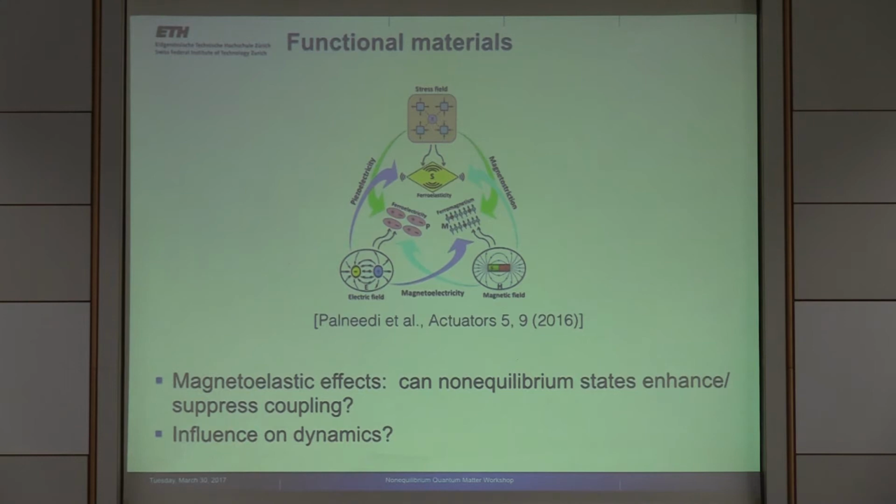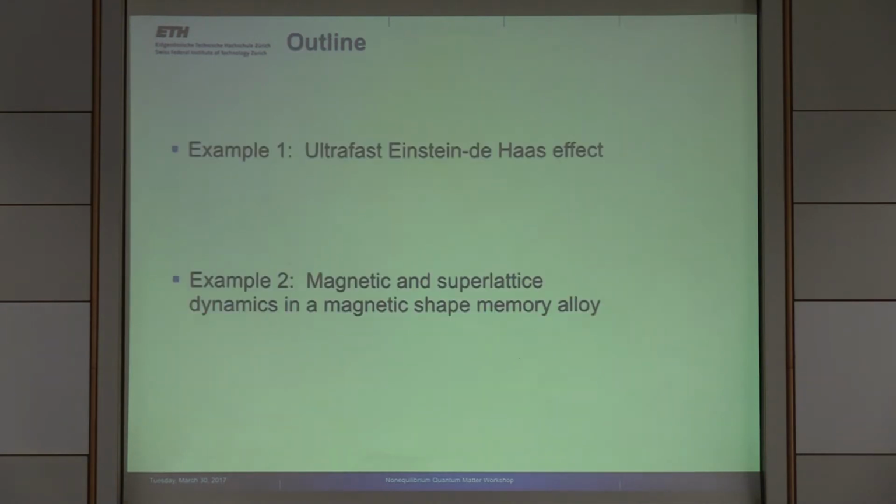And what influence do those non-equilibrium aspects have on the actual dynamics of how fast you can actually use these magnetoelastic things when you're using them, for example, as super fast actuators or something like this? So that's a little bit of context. So I have two examples that I want to talk about in my 30 minutes. The first example is basically an example of the ultrafast Einstein-de Haas effect, and I'll explain what I actually mean by that when I get to that.